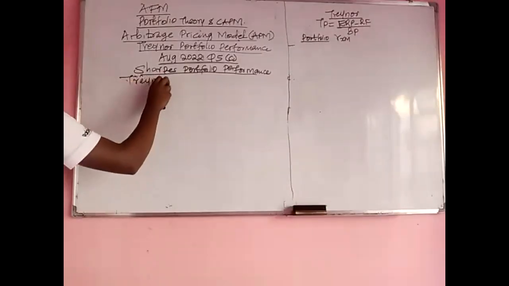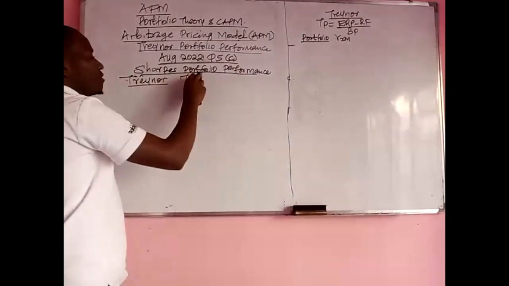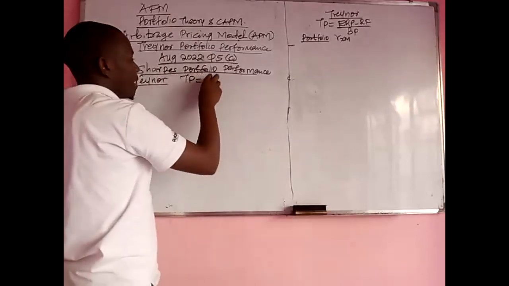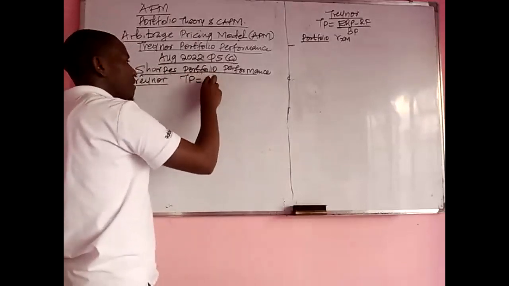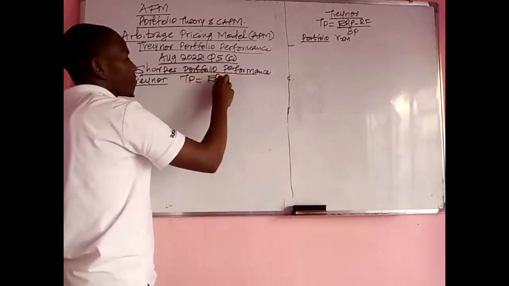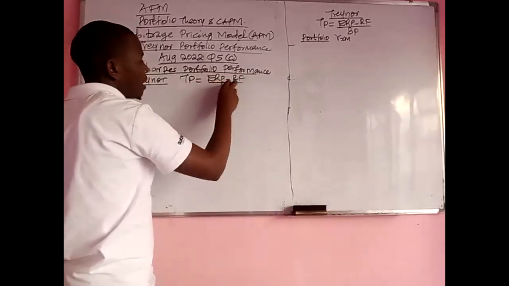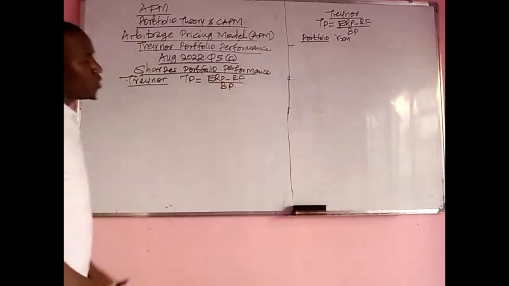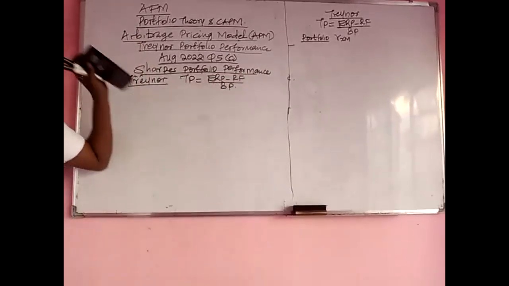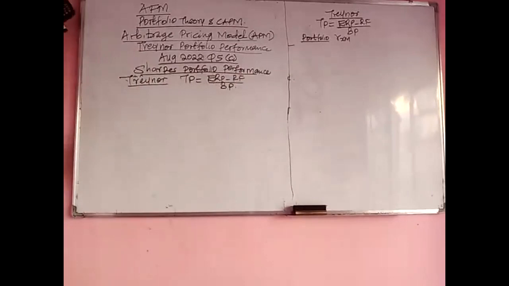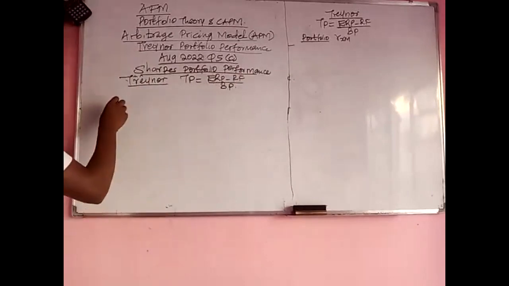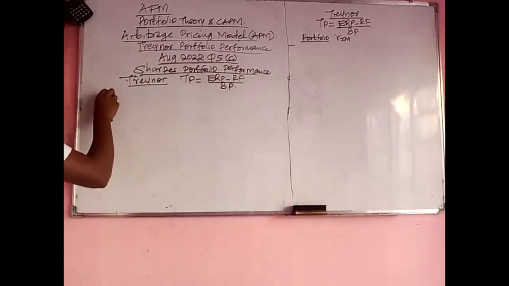We know the Treynor ratio for the portfolio will be given by the expected return of the portfolio minus the risk-free rate, divided by the beta of the portfolio. We don't have the beta, and what we've been given is the covariance. So what will happen in this case, we will pass the portfolio here.